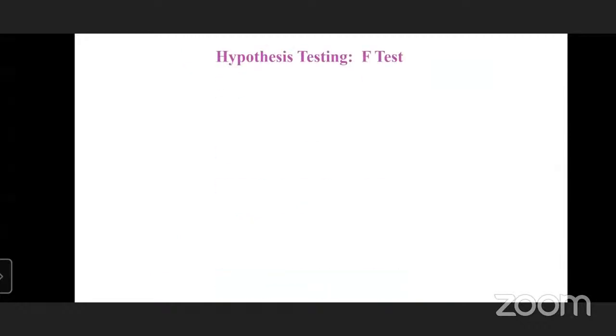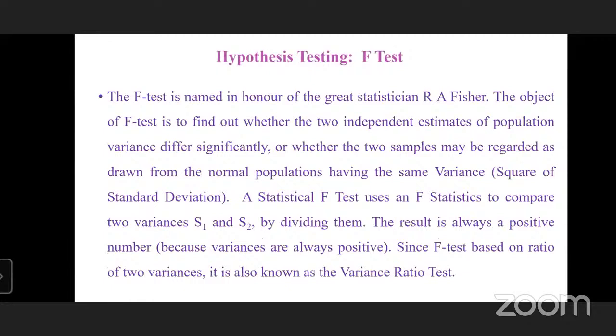Hypothesis testing, F test. The F test is named in honor of the great statistician R.A. Fisher. म्हणून याला F म्हणतात. The object of the F test is to find out whether the two independent estimates of population variance differ significantly.